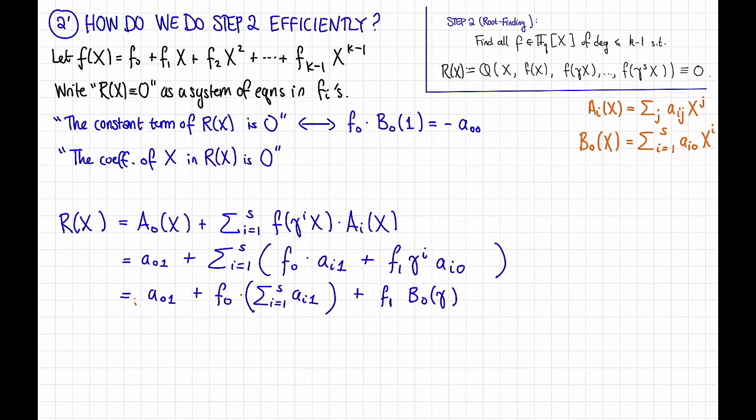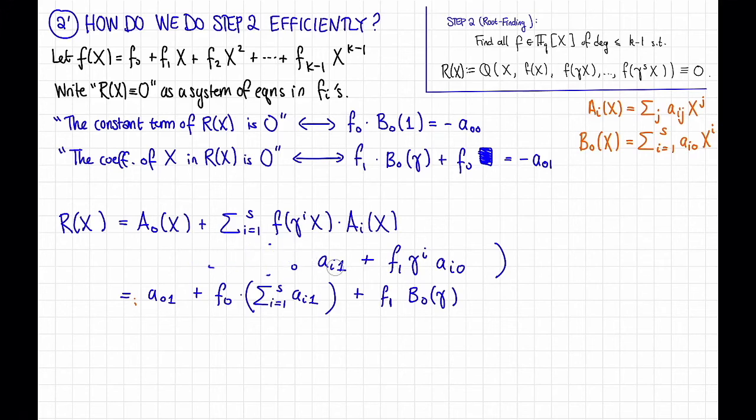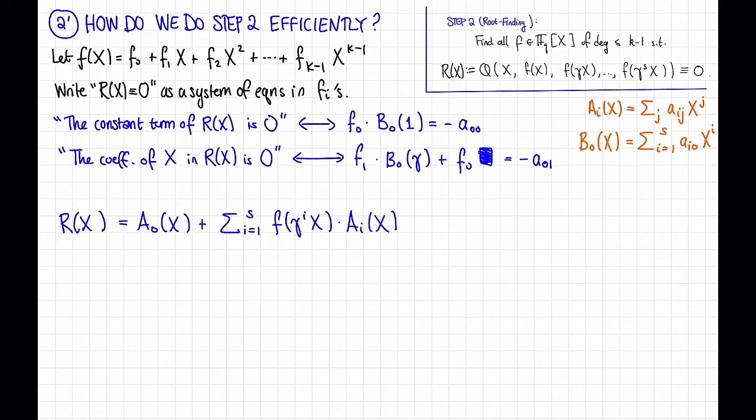So now we see that this statement, the coefficient of x in R of x is 0, is the same as the statement f1 times b0 of gamma plus f0 times something. Well, I know what that something is, it's this thing, but I'm just going to write something. It's a placeholder, is equal to minus a01. Okay, so let's keep on doing this. So I'm going to erase this. Let's move this down.